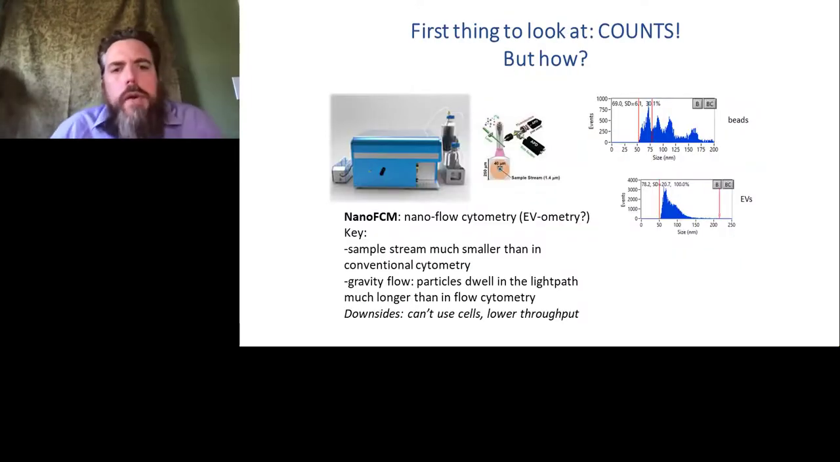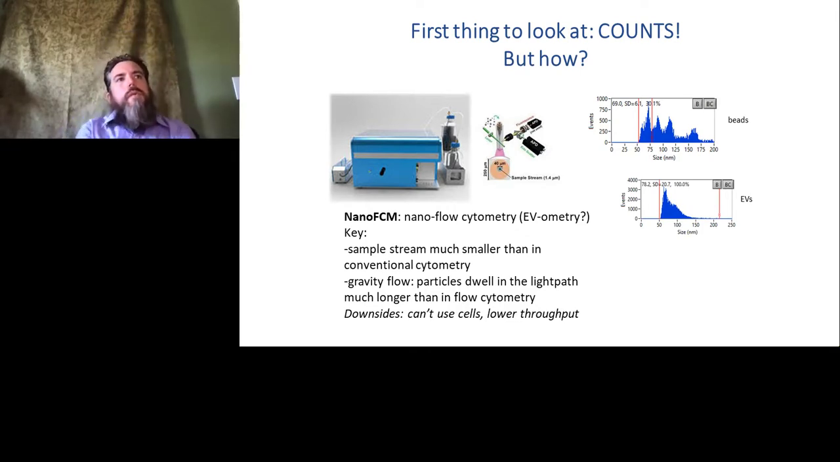The first thing to look at was counts. How many EVs are actually harvested? Are we able to recover from a certain amount of Alzheimer's disease tissue? How do we do this? How do we count something that is as small as an extracellular vesicle, where most EVs are in that range of around 40 nanometers in diameter up to, let's say, 150? There's not any kind of a cutoff.